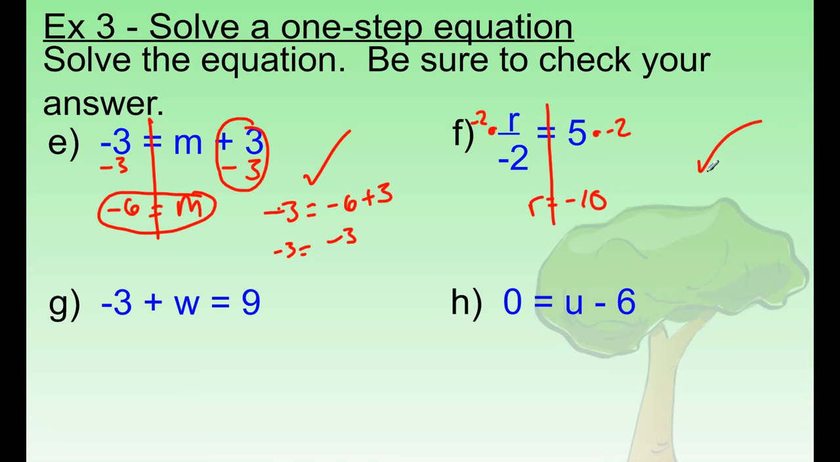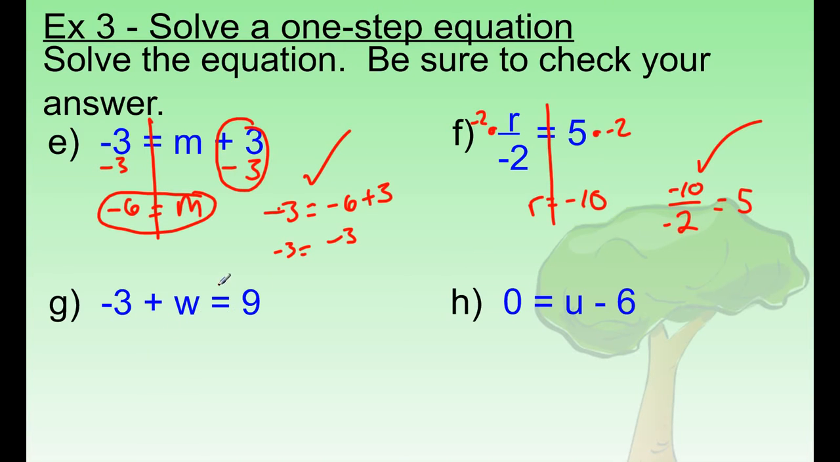Okay, let's check our answer. Negative 10 divided by, oopsie, it's a negative 2, hopefully equals 5. And if you check with your calculator, it works. Negative 10 divided by negative 2 is equal to 5.